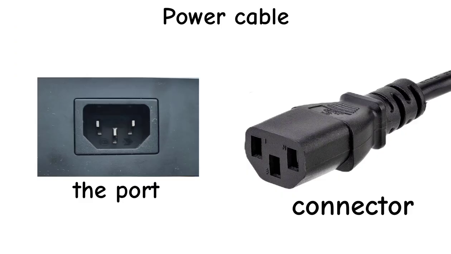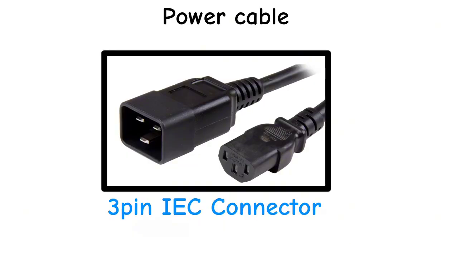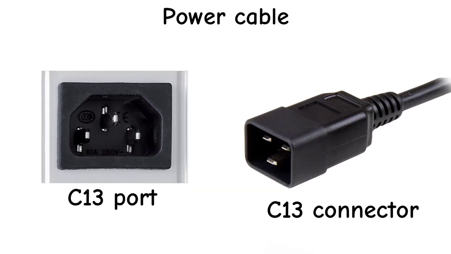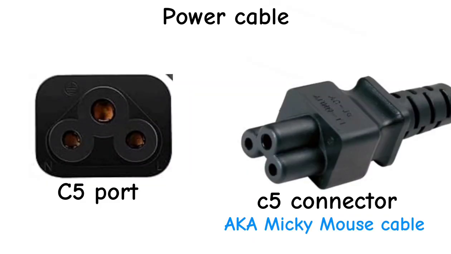Power cable. The power cable is what gives your PC the electricity it needs to turn on. It connects your power supply directly to the wall socket and powers every component inside your system. Most desktop PCs use a standard 3-pin IEC cable, but there are a few common types. For example, the C13 cable is used for most desktop computers and monitors, while the C5 cable, also called the Mickey Mouse connector, is often used for laptops and smaller power supplies.